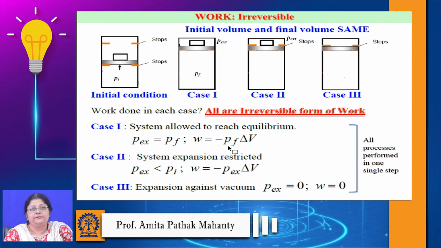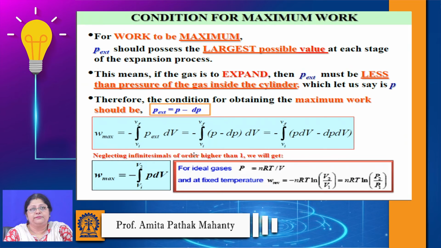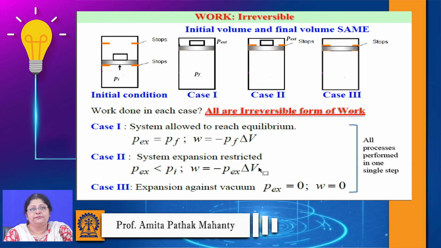So for all discrete changes, whenever you have an irreversible process, we are going to replace the integral. Here we always integrated when we had a reversible process. When we have a discrete or irreversible process, dV is always delta V, a discrete measurable change. So work is minus P external, which is equal to P final, into delta V. Okay.